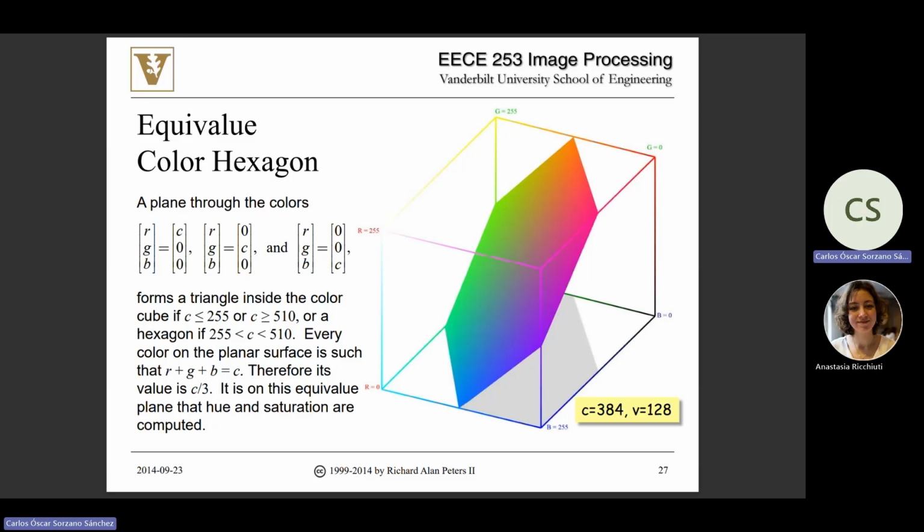I'm not understanding the V constant. The V constant? Yes. V is the value. You remember it was R plus G plus B divided by 3. Yes. So the value is R plus G plus B divided by 3. And because R plus G plus B is C, then V has to be C divided by 3.